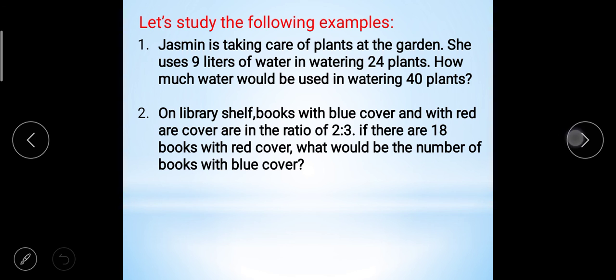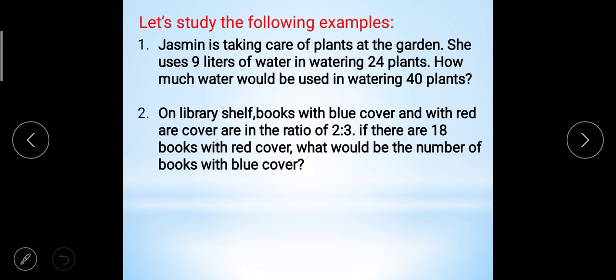So, we have another one. Tapusin ko lang to, bibilisan ko lang. On library shelf, books with blue cover and with red cover are in the ratio of 2:3. If there are 18 books with red cover, what would be the number of books with blue cover?